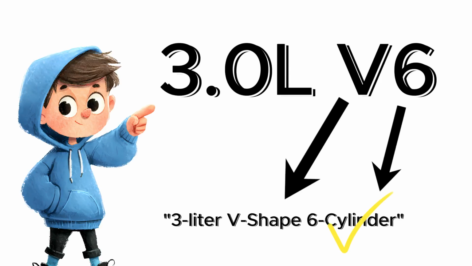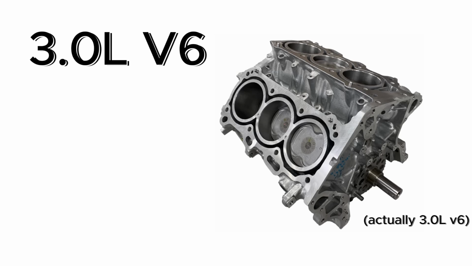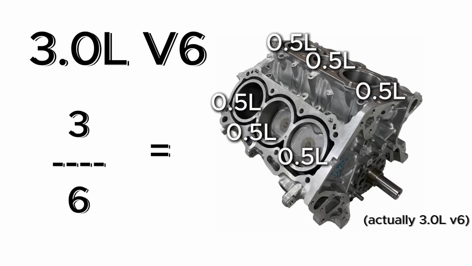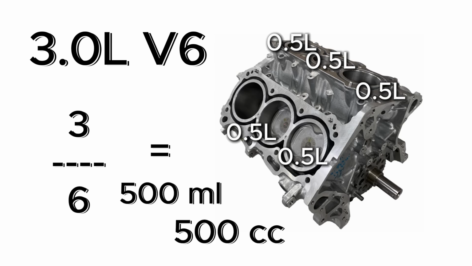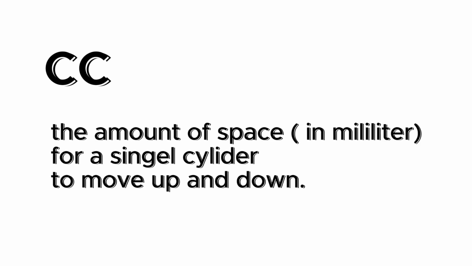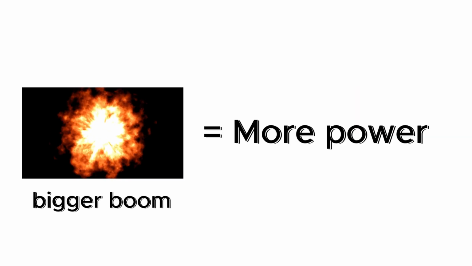Now that you have figured out the layout and number of cylinders in the engine, you can look at the first numbers here, which tell how much space the engine cylinders have. So if you have a 3-liter V6, that means this car has 3 liters of space combining all cylinders. So for example, in a 3-liter V6 engine, each cylinder has 0.5 liter of space to move, or 500 milliliters, or 500 cc. And that's what the cc means. It means how much space a single cylinder has to move. The more the space, the bigger the combustion, and the more power will be generated.